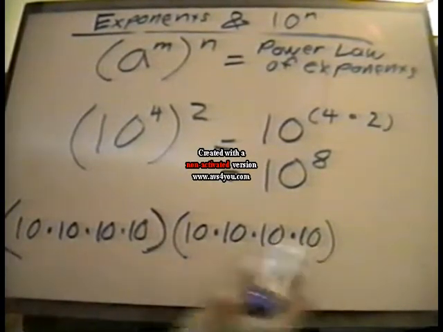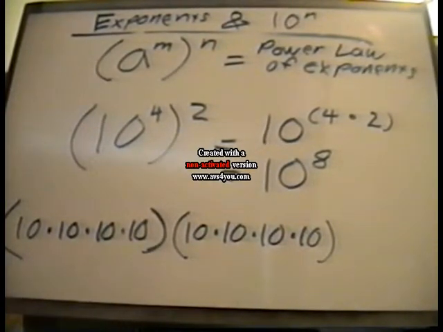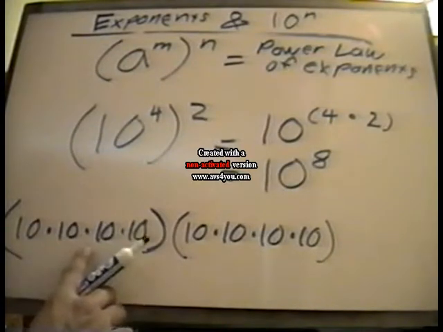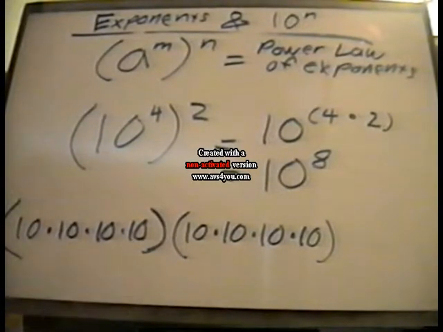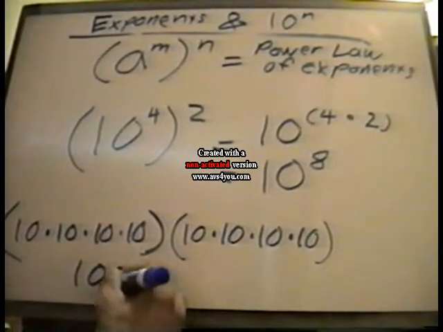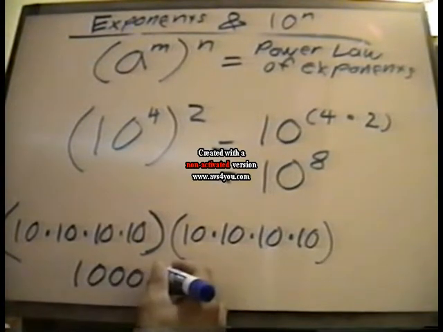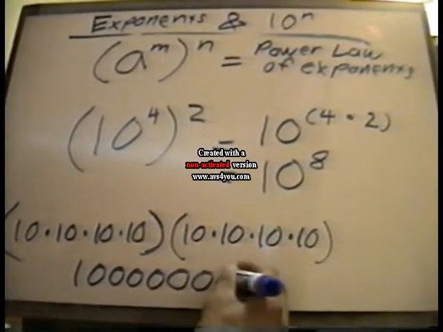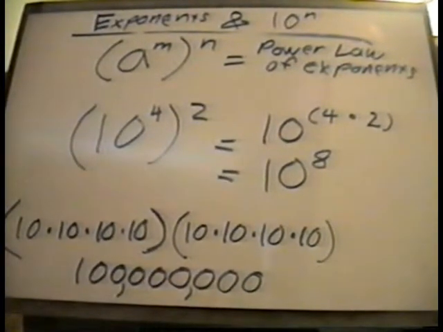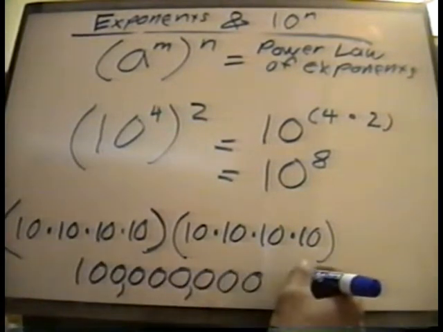So here when we multiply 10s, you just count the zeros and place however many zeros you have next to your 1. So here you have 8 zeros: 1, 2, 3, 4, 5, 6, 7, 8. That's 100 million, or 10 to the power of 8.